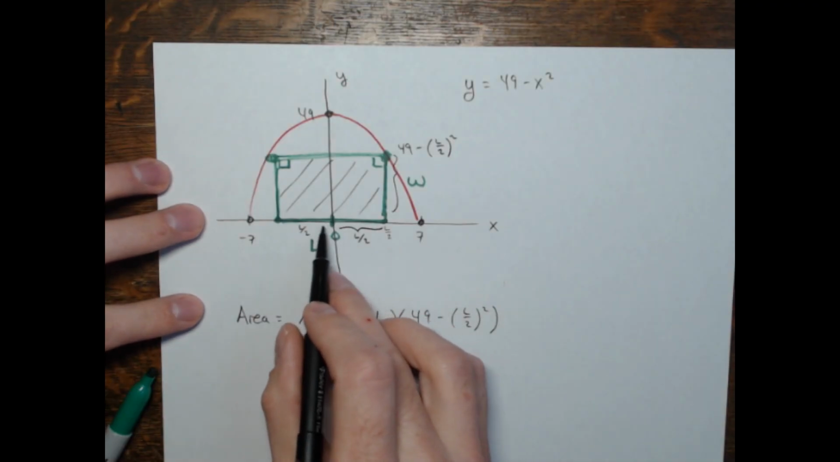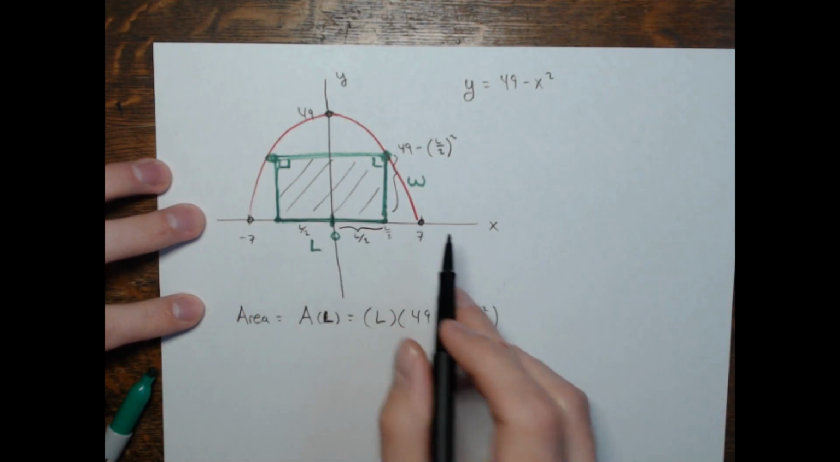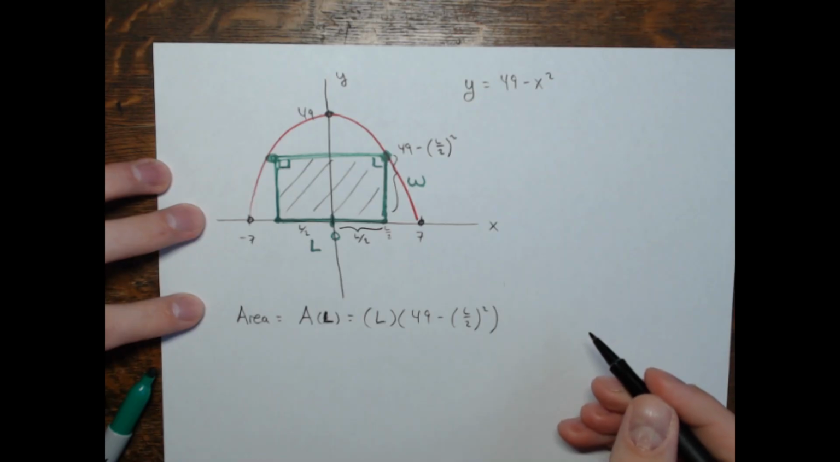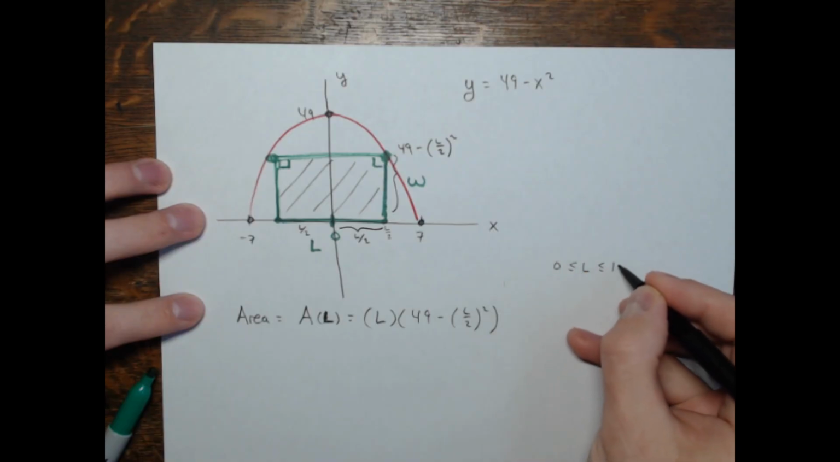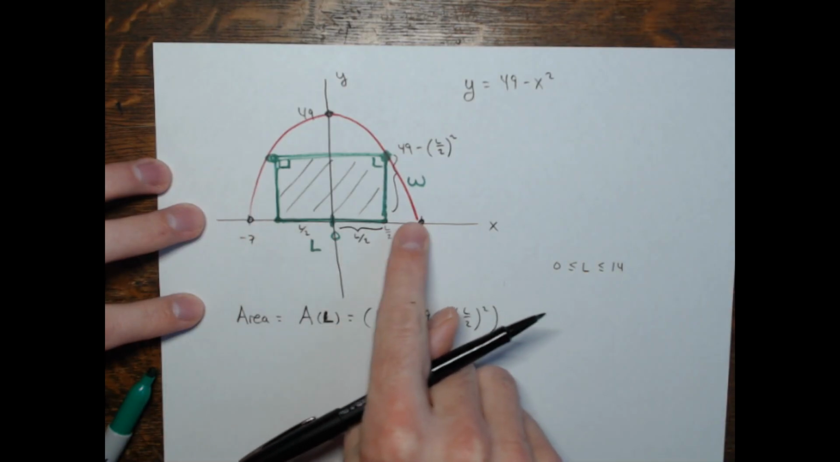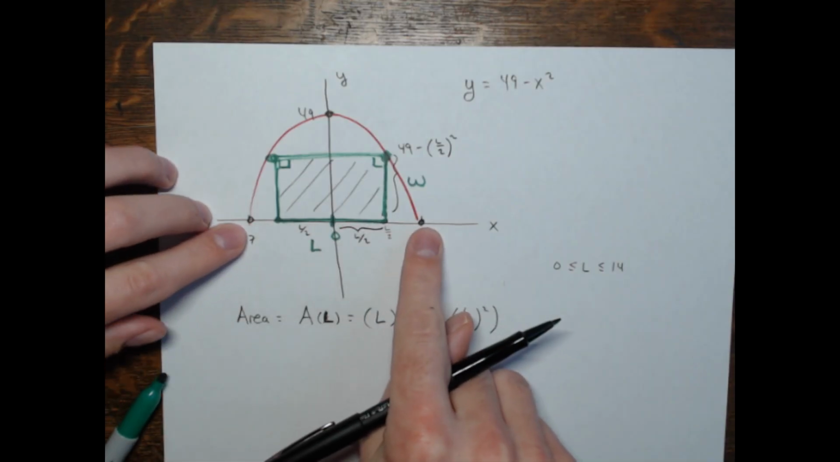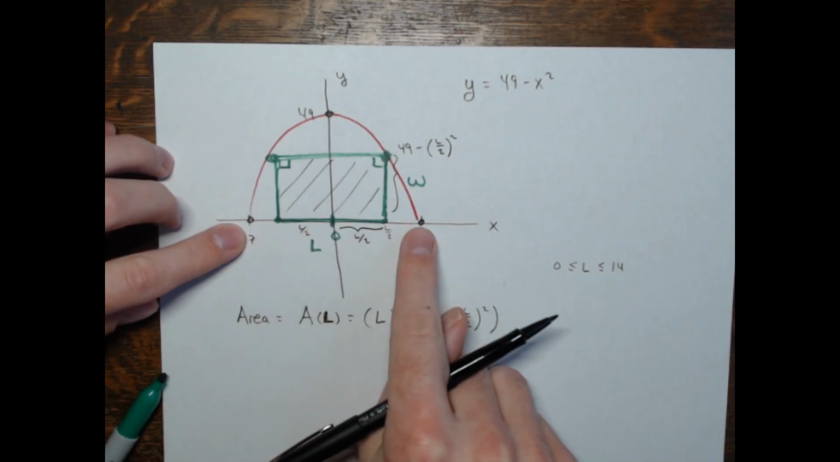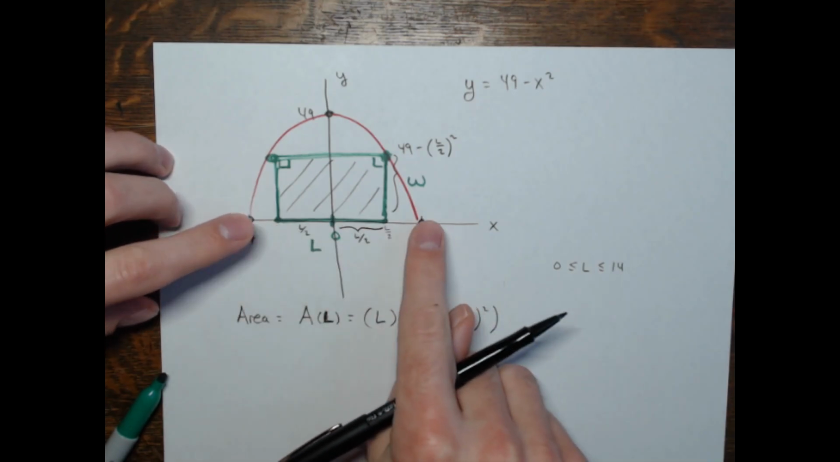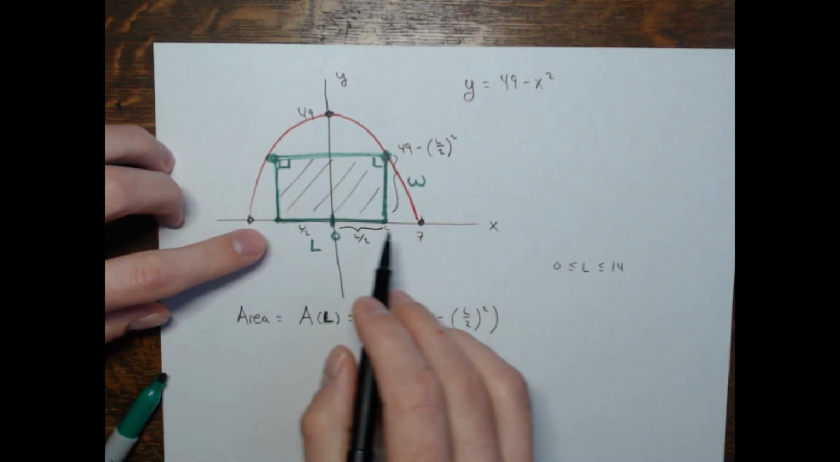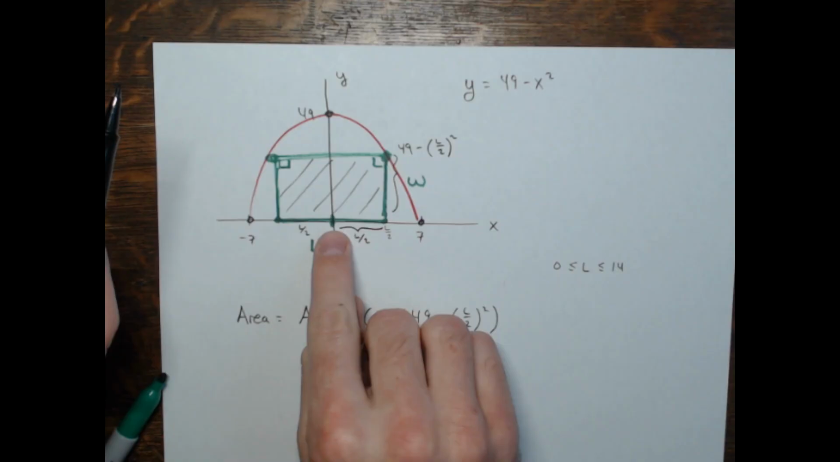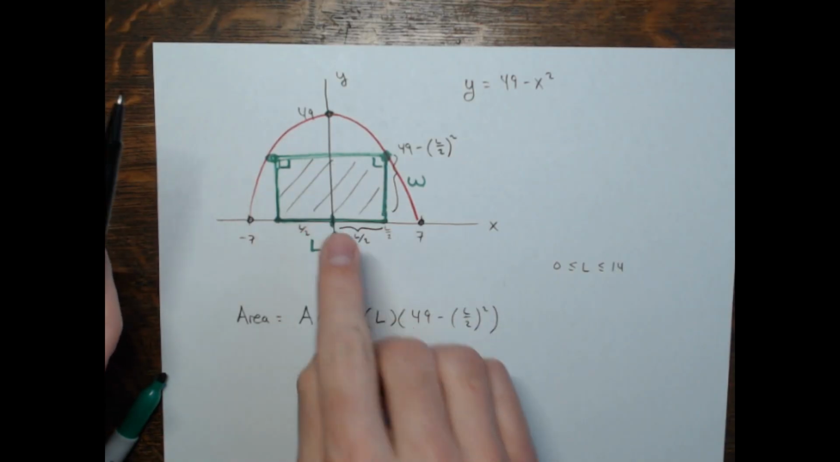Now, of course, L can't be bigger than 14. L has to range from 0 to 14 because the two points on the intercepts on the ends are 7 and negative 7. That's a 14. So if I made it 14, there'd be no rectangle. So the highest it can be is 14. And I guess I could make it 0, and that would still be no rectangle.